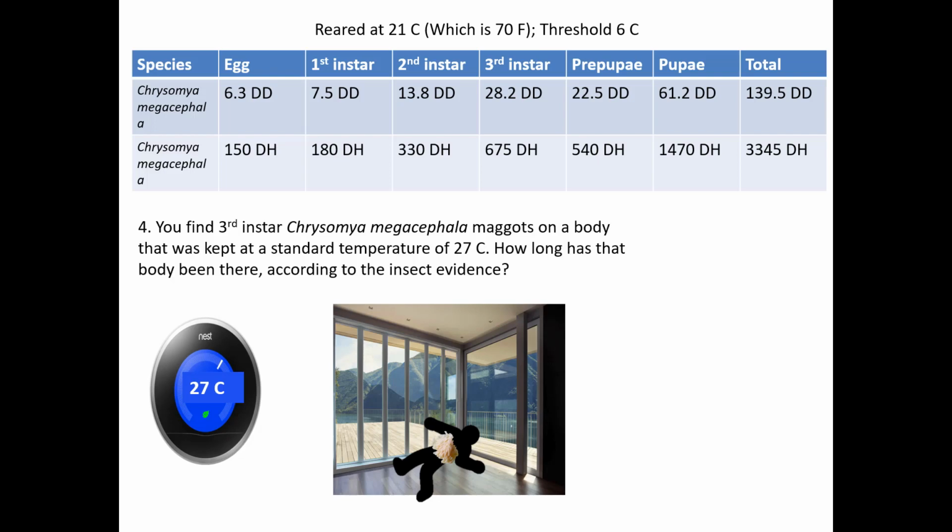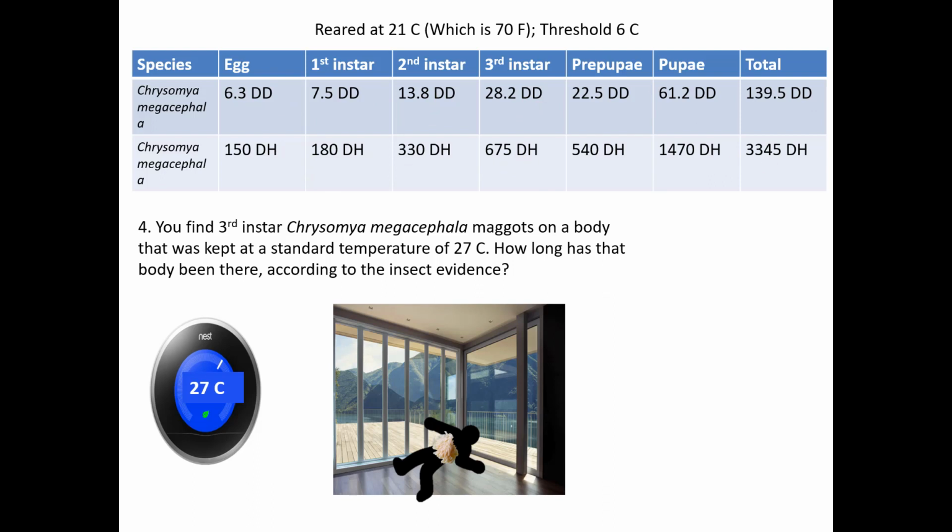You find third instar Chrysomya megacephala maggots on a body. It was kept at a standard temperature of 27 degrees. How long has that body been there based on the insect evidence? So we're going to do this exact same thing like we did before. Okay, so we've got our degree days up here, our degree hours down here.